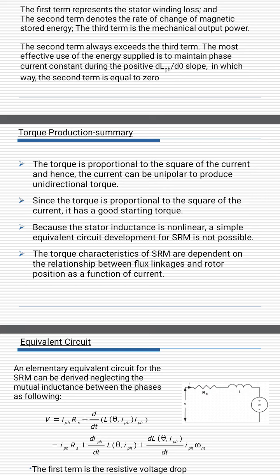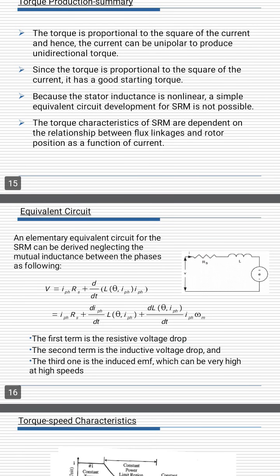The second term always exceeds the third term. The most effective use of the energy supplied is to maintain phase current constant during the positive dL/dθ slope, in which way the second term is equal to 0. Torque production: the torque is proportional to the square of the current, and hence the current can be unipolar to produce unidirectional torque. Since the torque is proportional to the square of the current, it has a good starting torque.